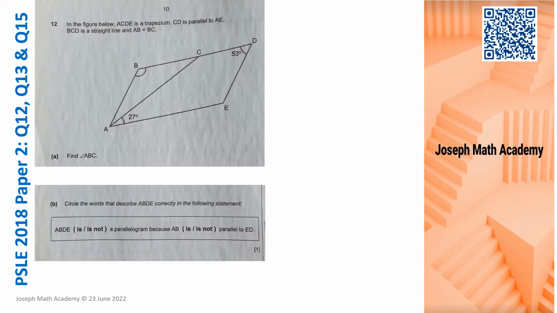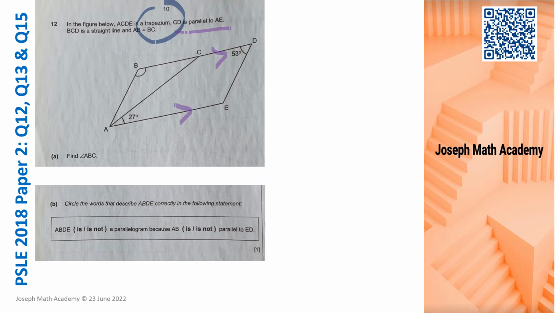In question 12, it is a geometry question. Now we are given a figure ACDE and it is a trapezium. And we know that there are parallel lines. CD is parallel to AE. Okay, I'm going to indicate this information using arrows.